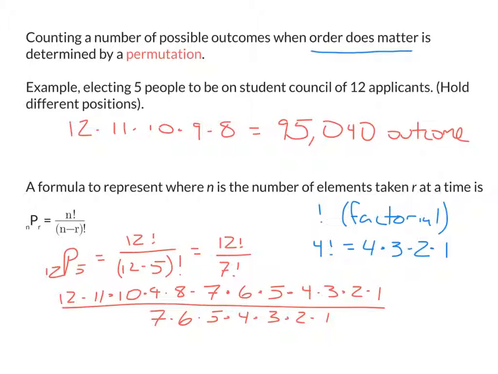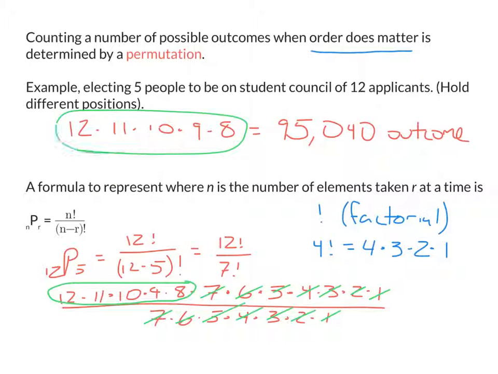And the neat thing here is that if you notice, 1 divided by 1 cancels, 2 divided by 2, 3, 3, 4, 4, and so on, all the way up until 7 cancels. And we're left with 12, 11, 10, 9, and 8 all multiplied together, just like we had up here. And so that still works out to be the 95,040 different outcomes there. Okay, so that's an example of permutations. Let's talk about combinations.